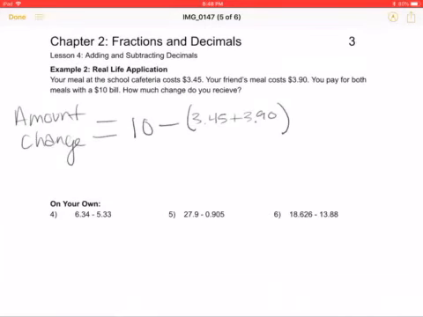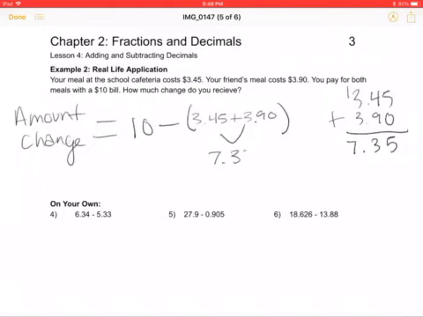So first things first, we know that we have to do what's in the parentheses. We want to add these 2 numbers together first to figure out what our total lunch cost was before we can subtract. So we have $3.45 plus $3.90. 5 plus 0 is 5. 9 plus 4 is 13. Carry that 1 over, bring down that decimal point. And then 3 plus 3 plus 1 is 7. So the 2 meals together was $7.35, and we want to subtract that from what we gave the cashier to figure out what our change would be.